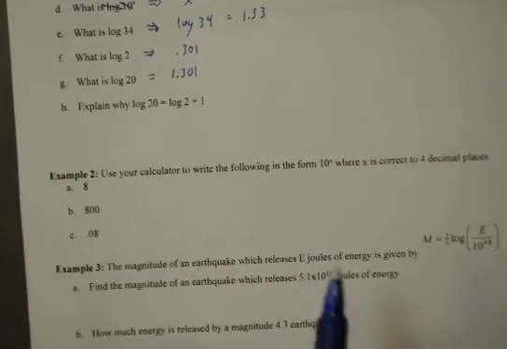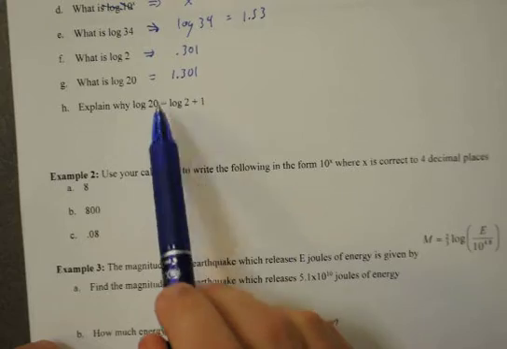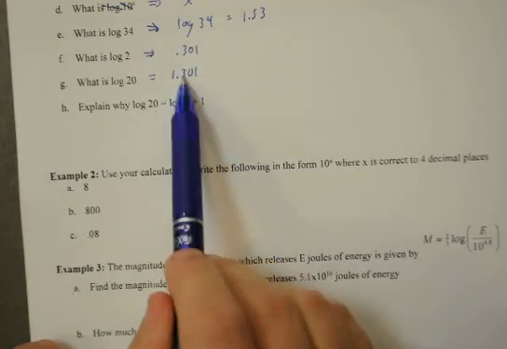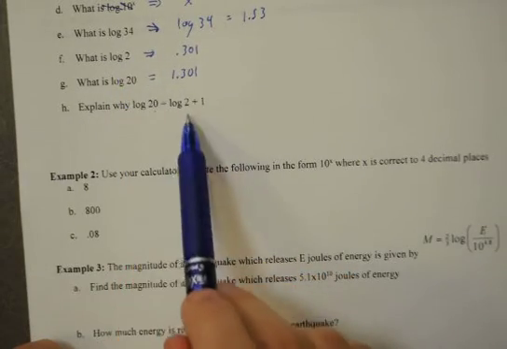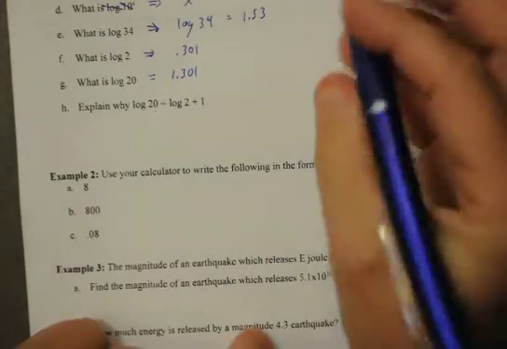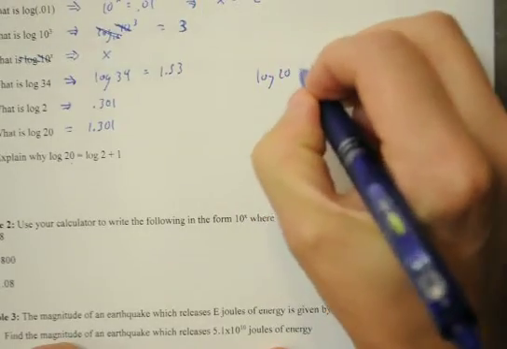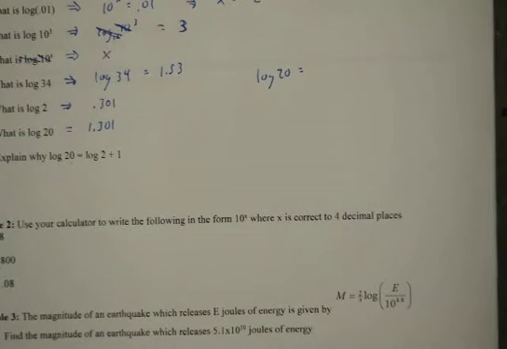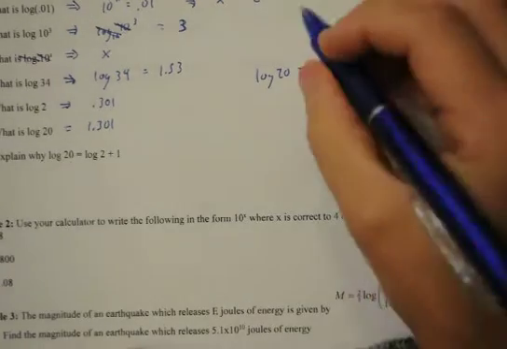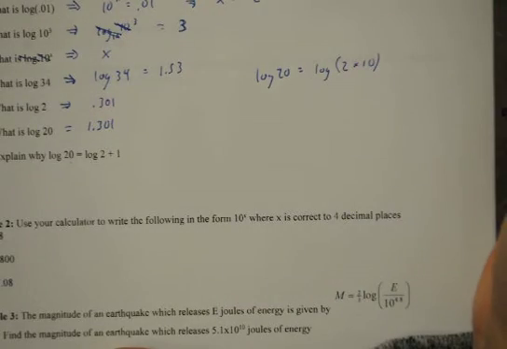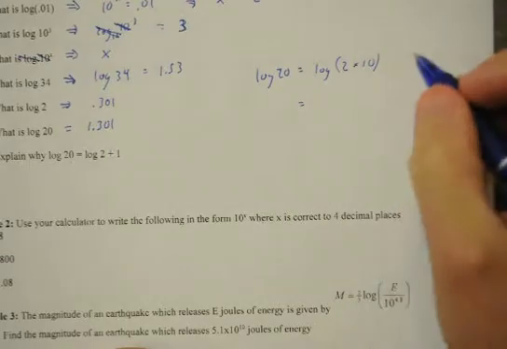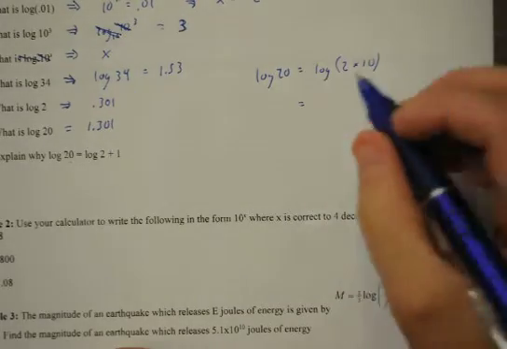Alright, so next question. Explain why the log of 20 is equal to this plus 1. How are these related? How is log 2 related to log 20? Why does it end up being this plus 1? Alright, so let's work with the log of 20 here for a second. Now we can rewrite the log of 20 as log of 2 times 10, like that. Which we can now rewrite.